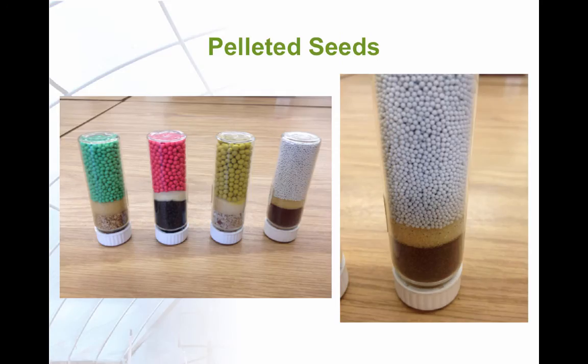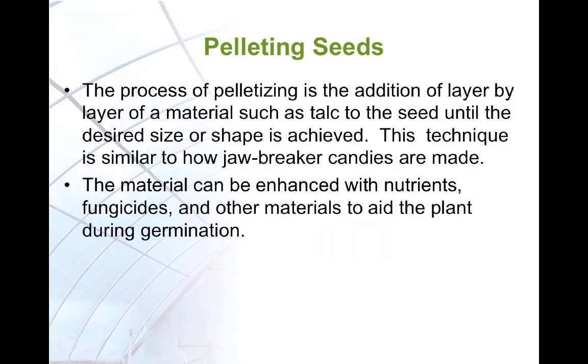The vials of seed shown here have the raw seed on the bottom and the pelleted form on top. The vial on the right is begonia seed, which in its raw state is almost dust size. Pelleting is the coating of the seed with layers of talc and other materials to achieve the desired size and shape. The finished product resembles a jawbreaker candy, though much smaller. The coating can also contain nutrients, pesticides, and other materials to aid in the germinating plant.